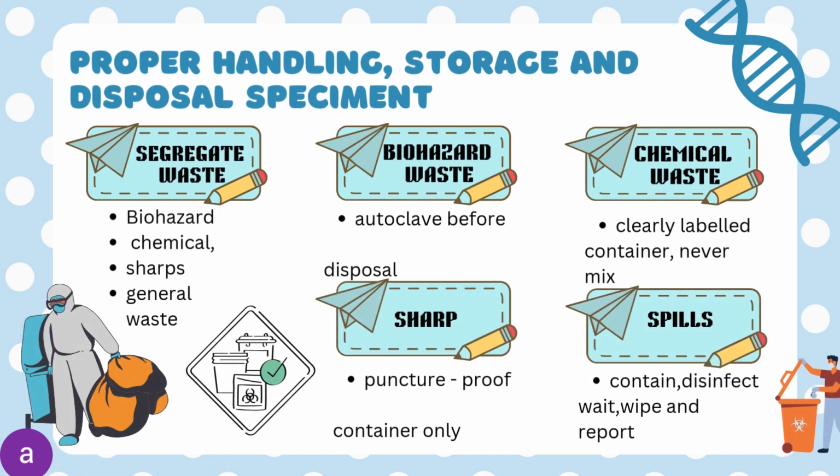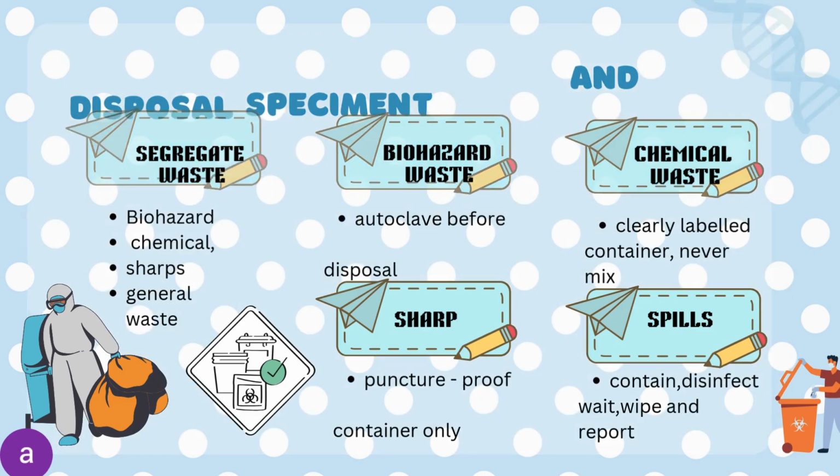Correct waste handling protects both staff and the environment. In the lab, we separate waste into four categories: biohazard, chemical, sharps, and general waste. Biohazard waste is treated in the autoclave before it is disposed of. Chemical waste is placed in clearly labeled containers and must never be mixed unless approved. Sharps are discarded only in puncture-proof containers to prevent injuries. If a spill occurs, we contain the area, apply disinfectant, wait for the correct contact time, wipe it safely, and report the incident. Following these steps reduces risk and keeps the laboratory safe.